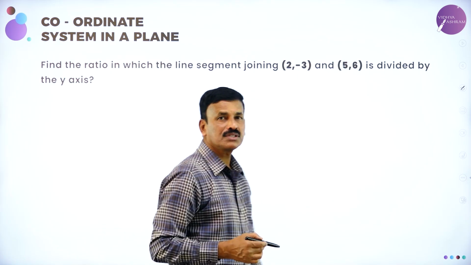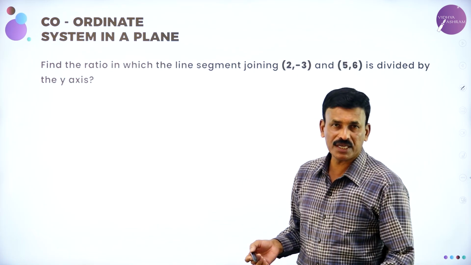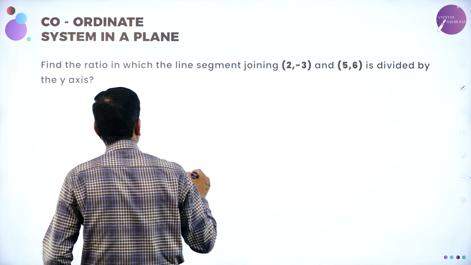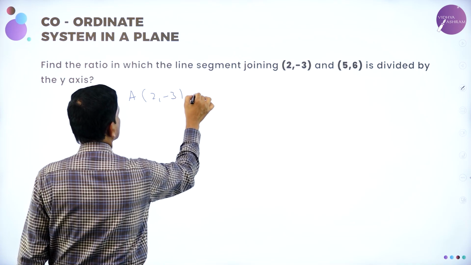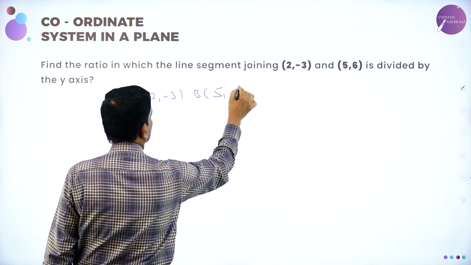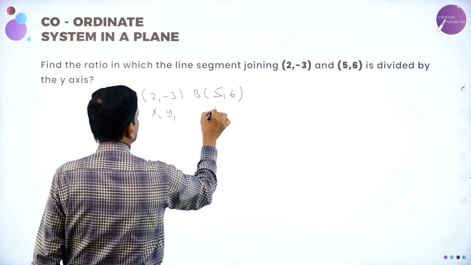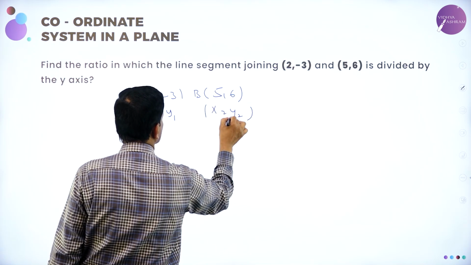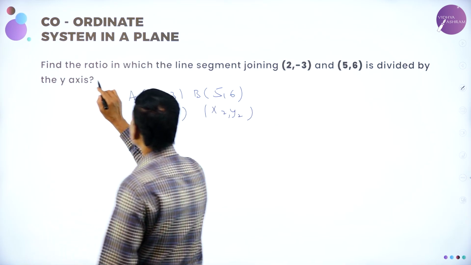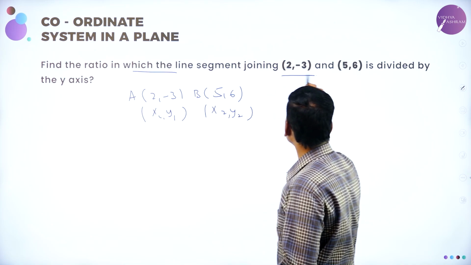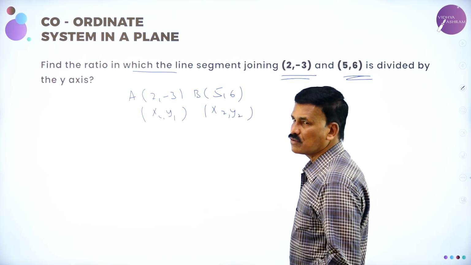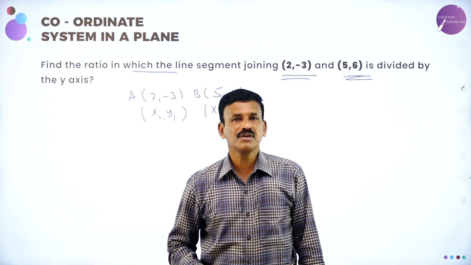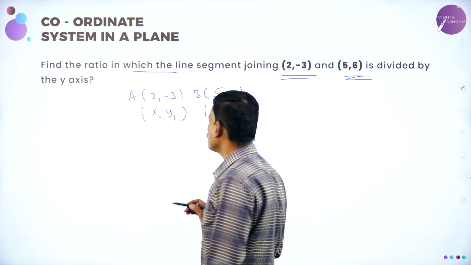Now let us move on to the next problem. If it divides the y-axis, so what is given? A is given, A is 2 comma minus 3. B is given, 5 comma 6. This is x1 y1, x2 y2. This is the problem given. Find the ratio in which the line segment joining the point 2 comma minus 3 and 5 comma 6 is divided by the y-axis. So if it divides the y-axis, it means x coordinate is equal to 0.